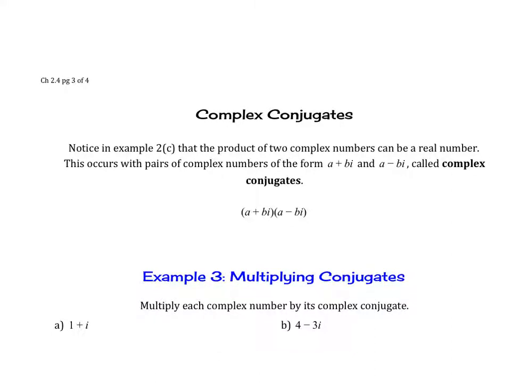Let's take a look at complex conjugates. Previously, when we did 2c, a product of two complex numbers can be a real number. This occurs with pairs of complex numbers of the form a plus bi and a minus bi, and that is called a complex conjugate. So here is the example.